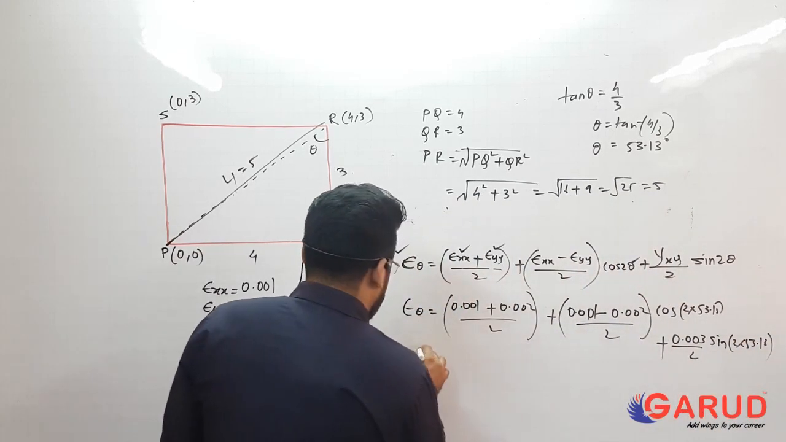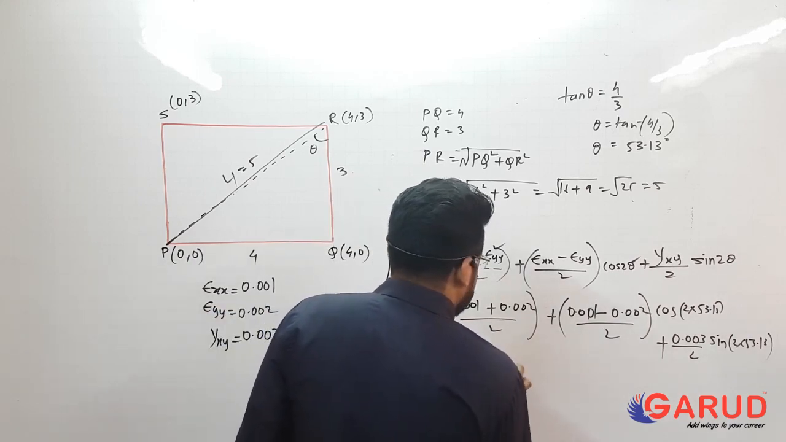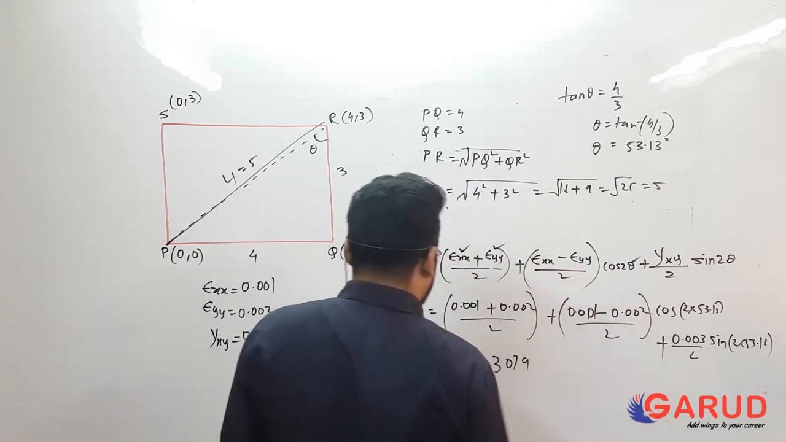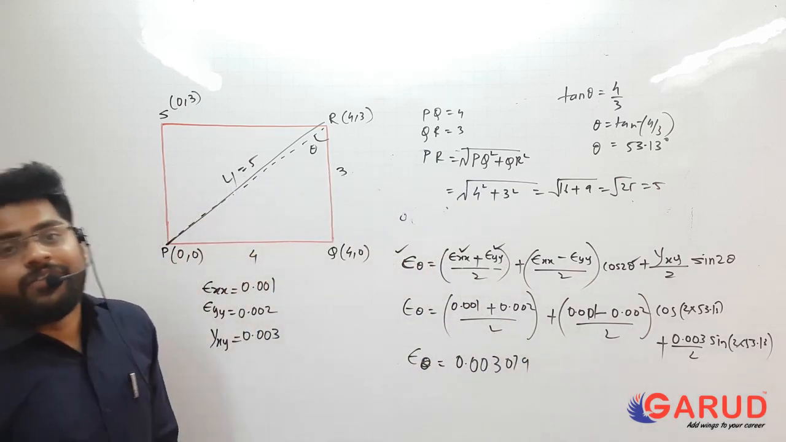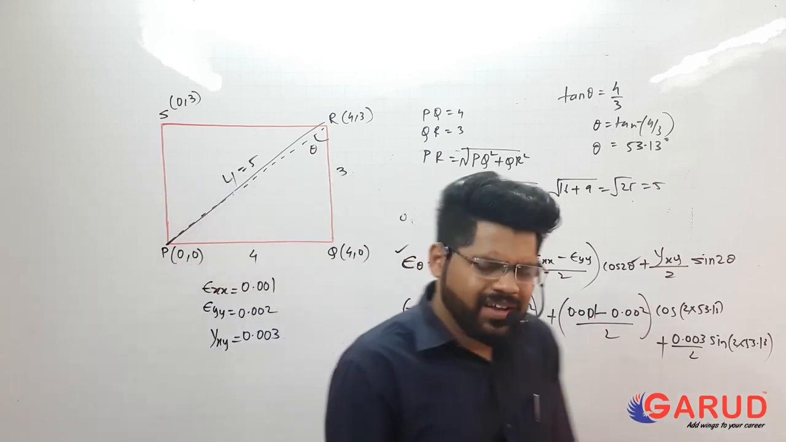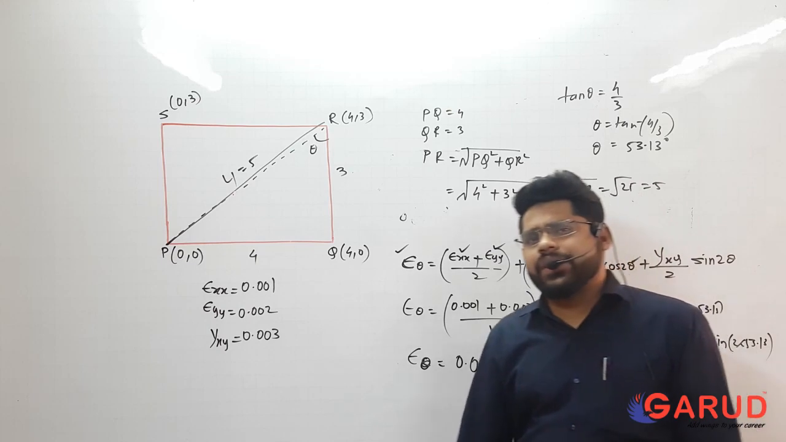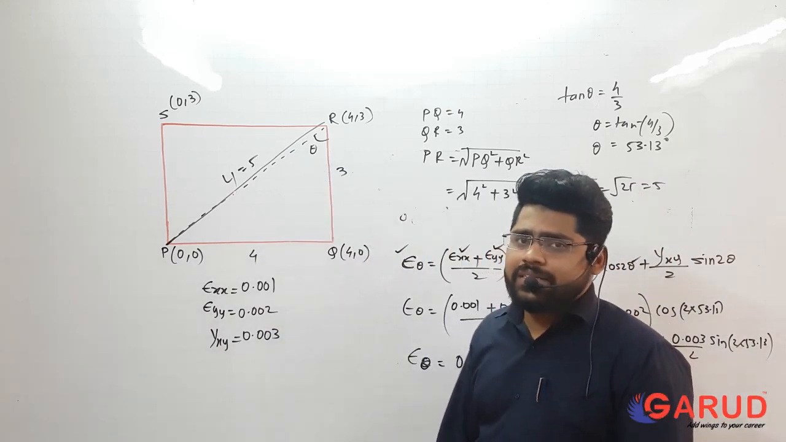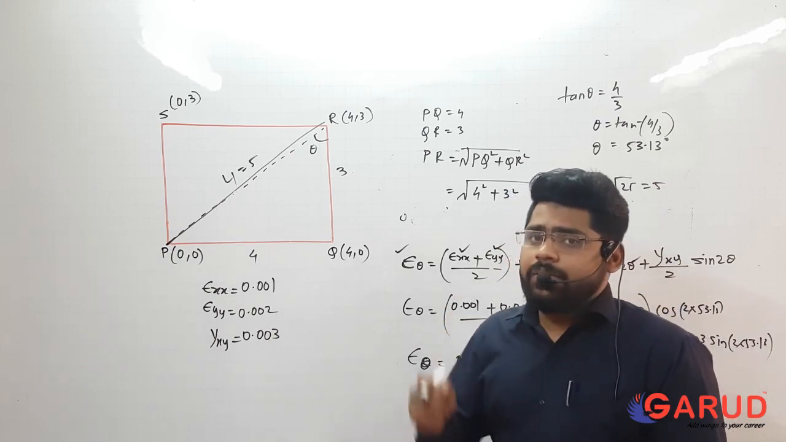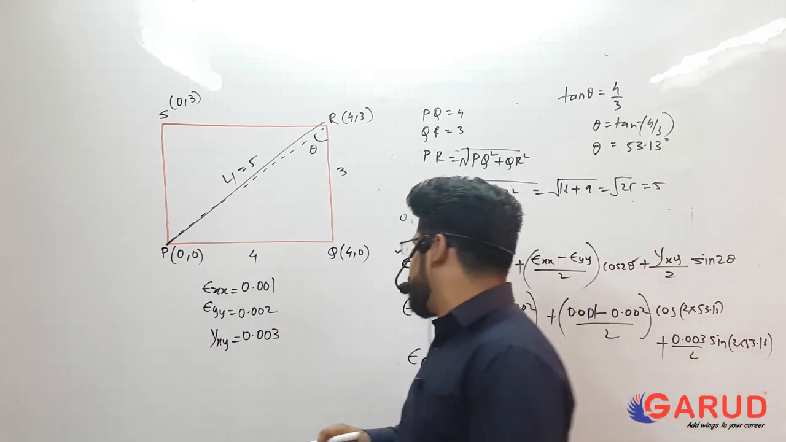From here, I can get the value of epsilon theta as something around 0.003079. So this is the value of epsilon theta which I would be getting once I solve the entire part. I hope you know why I was trying to find epsilon theta, because from that epsilon theta, that is nothing but strain, I can find the deformed length, that is the final length. Let's go for it.